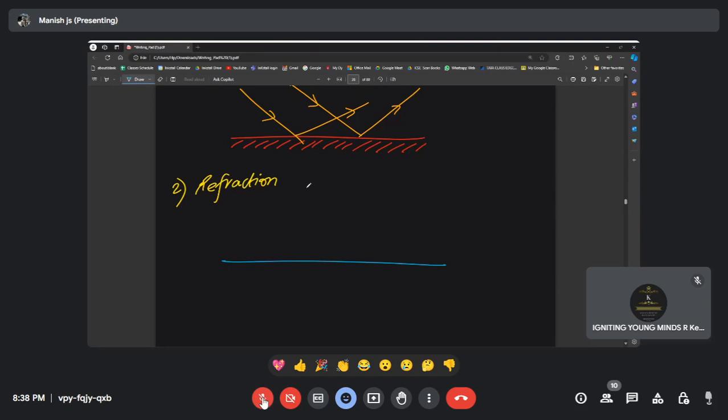Then what happens to light as it passes from one medium to another? Say first it is trying to pass from air. Say the medium on the top is air. The medium at the bottom of this blue line, let me call that water.